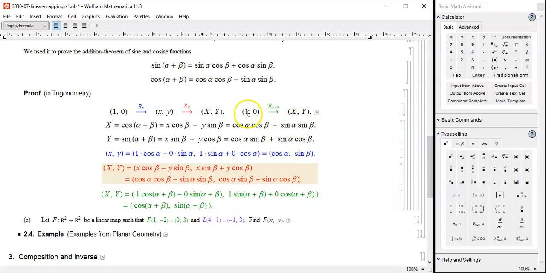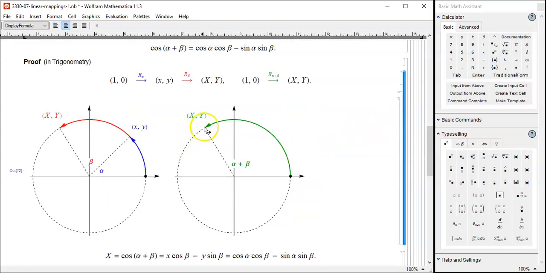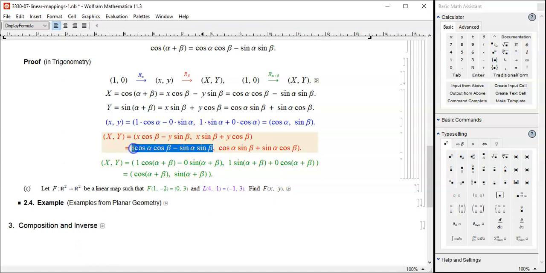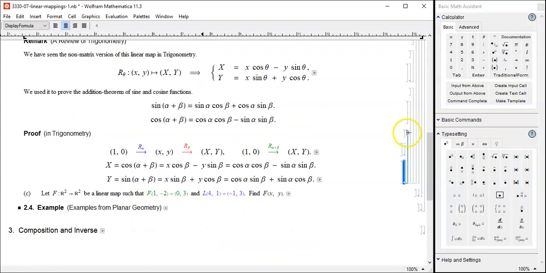And then go back and start from (1, 0) and apply the angle alpha plus beta directly. Then you get this green. And if you compare the end result, this one and that one, the second line from here and the second line from there, these two have to be the same, as you can see in this picture. You end up in the same place. And if you compare these two, what do you get? Cosine of alpha plus beta is this, and sine of alpha plus beta is that. And that's how we used to prove the sum and difference identities of sine and cosine.